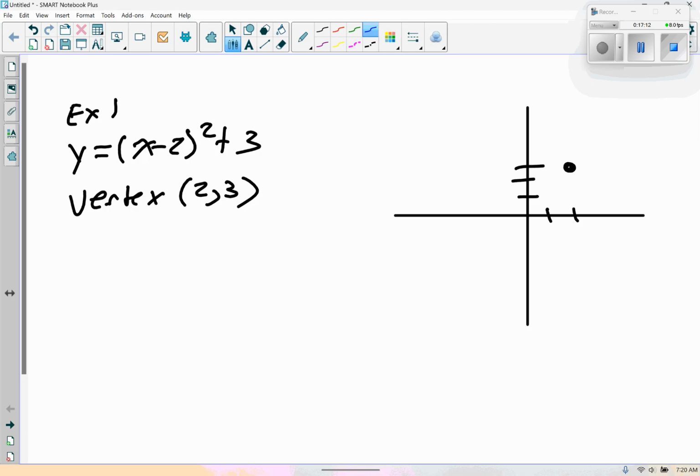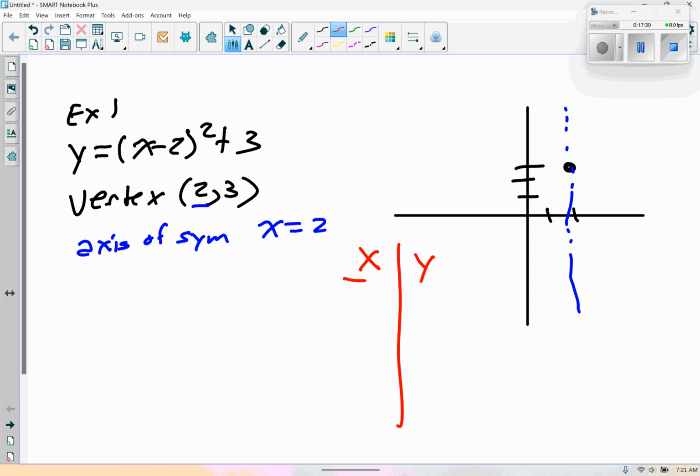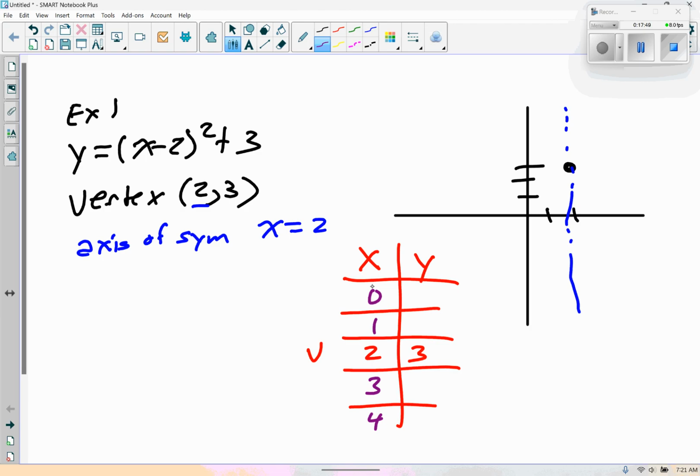Axis of symmetry is going to be x equals 2. It's always the x component of the vertex. And then we're going to start filling out our table. So we have x, y. We label this. Add the middle one as the vertex. So we already found the vertex at 2, 3. And then we're going to fill in these values. So I'm going to go 3, 4, 1, 0. That's to the right and to the left.